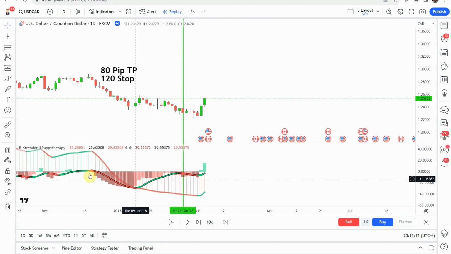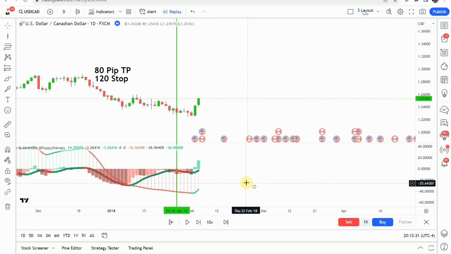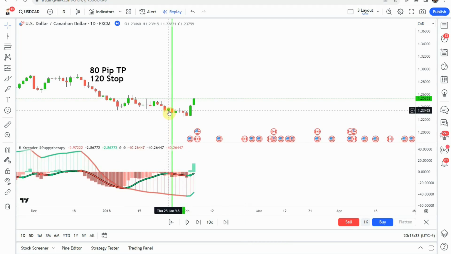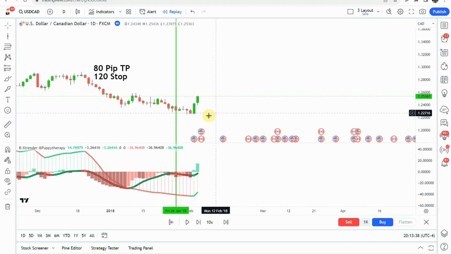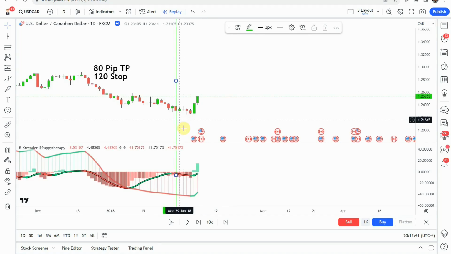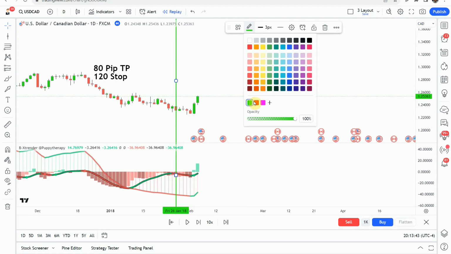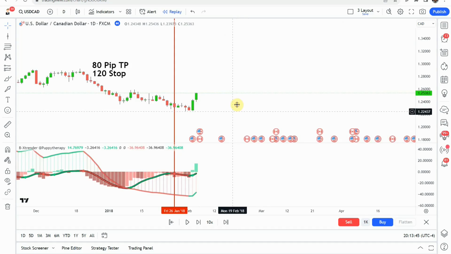Alright, so the first signal that we get is a short signal right here. You can see that the histogram line is below the 0 line. It is red, and then we have the bars here. The oscillating histogram bars are red, and the Xtrender line turns red right here as well. And so we get all those pieces lined up right there for a short trade. Let's go ahead and measure this out. Looks like we just barely missed our take profit before we then spiked to the upside, which would have stopped us out. Let's go ahead and continue on.